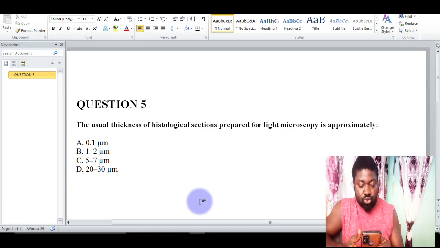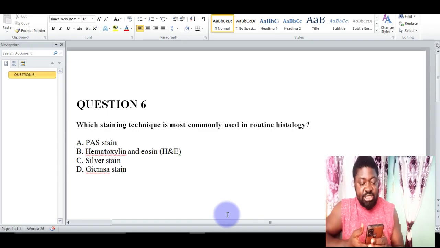Let's move to the next question, which is question 6. Question 6 states, which staining technique is most commonly used in routine histology? We have A, the PAS stain, B, hematoxylin and eosin, that is H and E. Then we have C, which is silver stain, and D, which is Giemsa stain. In fact, choose the correct one, but note that the correct one here is B, which is H and E.